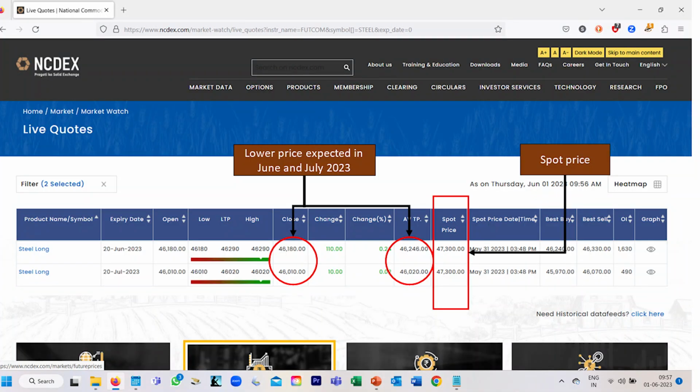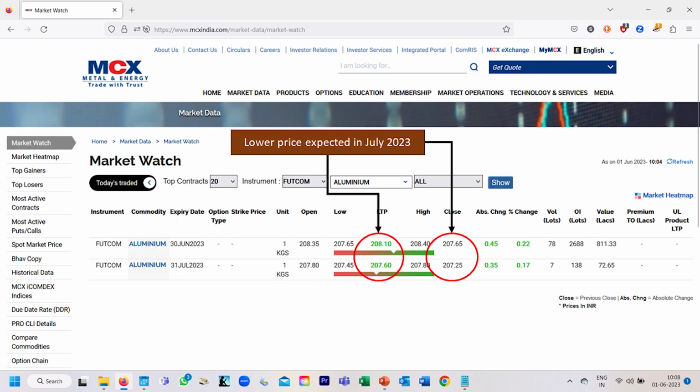Now this is a NCDEX screenshot. You can see that the lower prices are expected in June and July 2023 for the long steel. So prices are 46,180 and 46,010 as compared to the latest traded price. These prices are higher and the spot price is even higher. So as against the price of about 47,300 on this day, the producers are willing to accept 46,180 and 46,010 in the subsequent months.